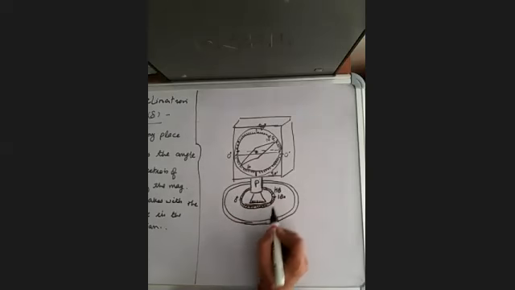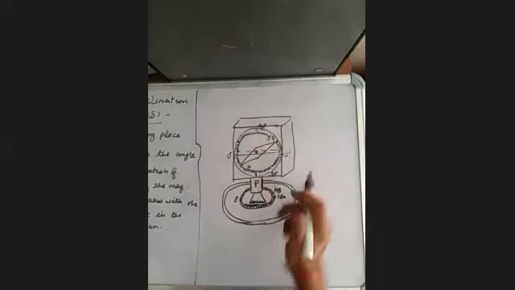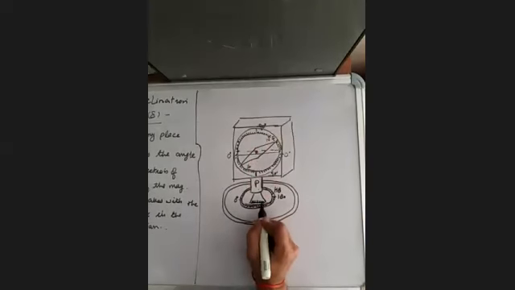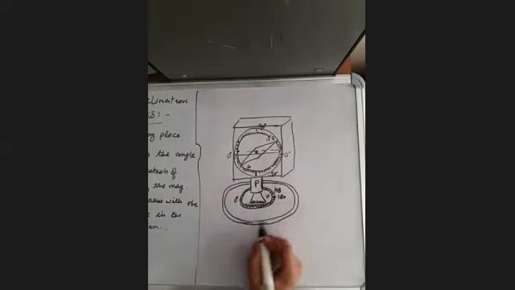On this horizontal base is a scale fixed from 0 to 60 degrees, and on this vertical pillar this thing can rotate, turn in the vertical plane. And this is the vernier scale, say V dash, so that will also move. So that will give us the exact angle through which this box has turned in the vertical plane.